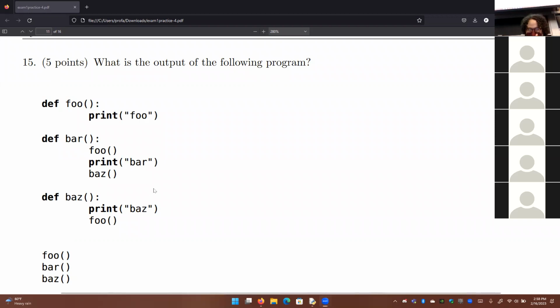So there we go. So foo. So we've got foo, we've got bar. And we've got baz.